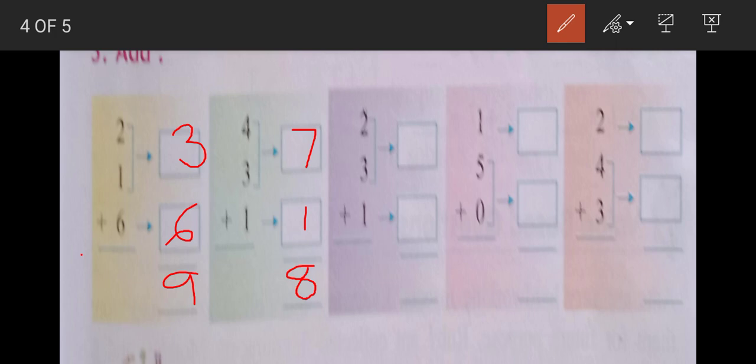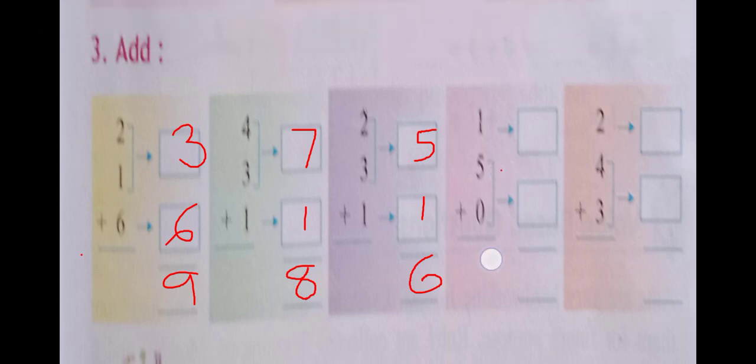Now let us do the third one, 3 plus 2 or 2 plus 3, whatever it may be, it is 5. Now this 1 will come here. So what is the total of 5 and 6? Sum of 5 and 6 is, 5 and 1 is 6. In the same way here, you have to add 5 and 0.